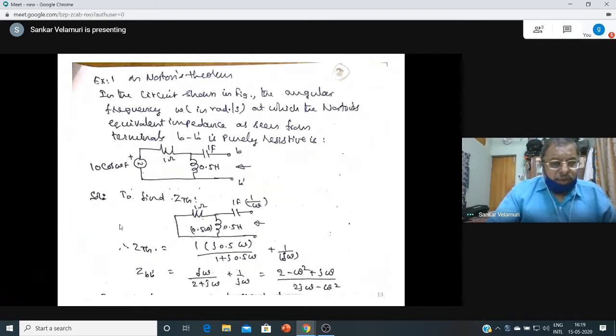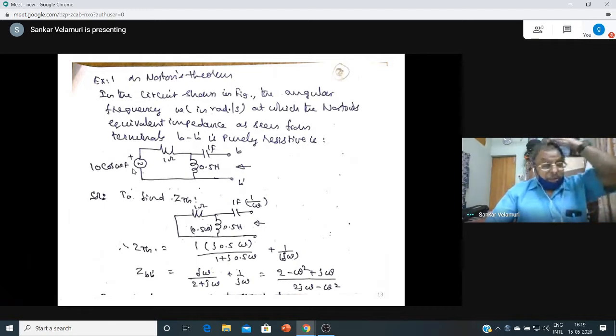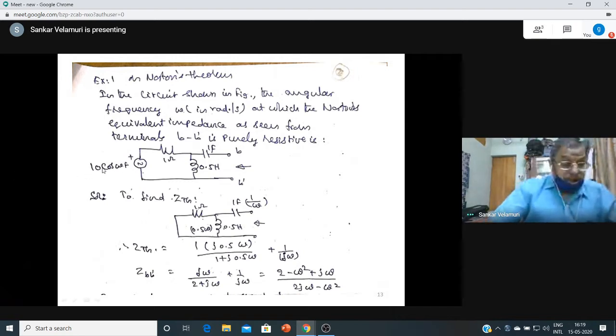Okay, so now I repeat the statement of the problem. In the circuit shown in figure, the angular frequency omega in radians per second at which the Norton's equivalent impedance as seen from the terminals B to B dash is purely resistive is. So 10 cos omega t is a sinusoidal wave. People might ask how, since sin omega t and cos omega t differ: cos omega t is sin omega t plus 90.